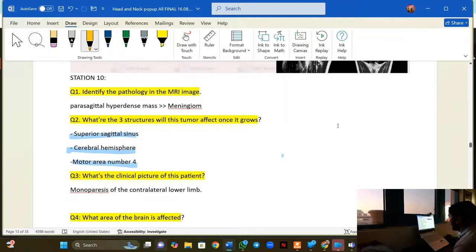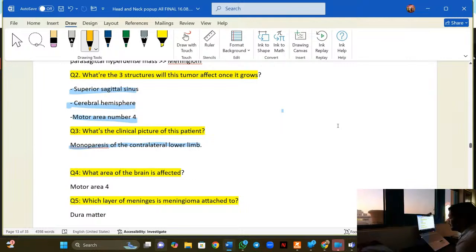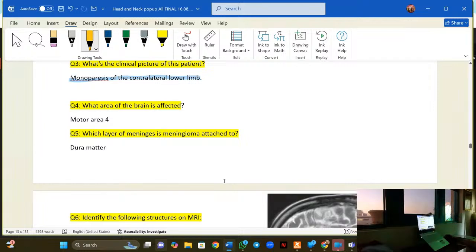What is the clinical picture? Monoparesis of the contralateral lower limb. What area of the brain is affected? Area number 4. Which layer of the meninges is the meningioma arising from?